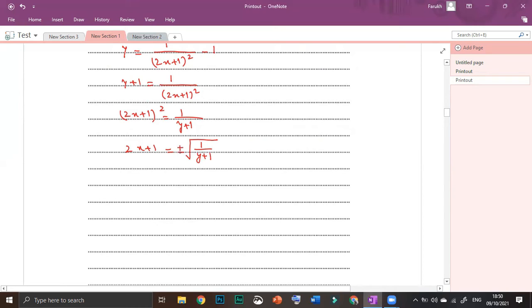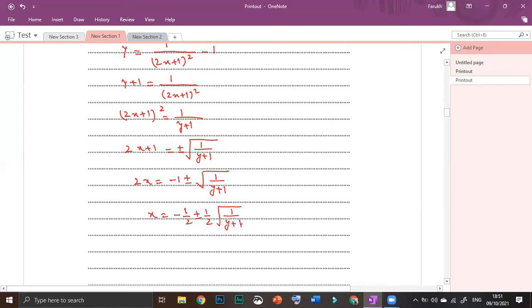Always write plus and minus sign. Most of the students do not write this plus and minus sign. Whenever we have to take the square root, we will put a plus minus sign on one side. Now we will make x the subject. 2x is equal to minus 1 plus minus 1 over y plus 1. x is equal to minus 1 over 2 plus minus 1 over 2 under root 1 over y plus 1.